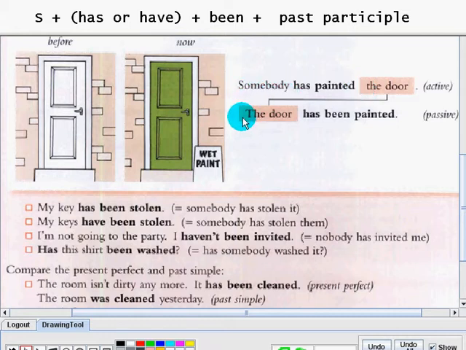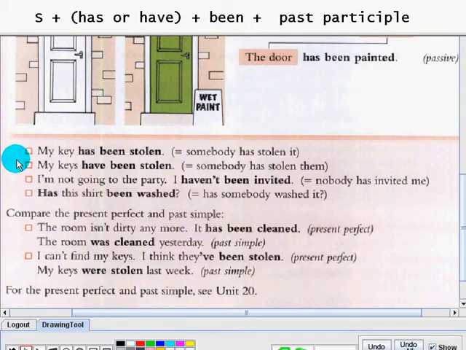Next passive. The door has been painted. The door has been painted. This is your subject, and your auxiliary verb has, because we only have one subject here, which is the door, and been to make it present perfect passive and past participle of it. Right?